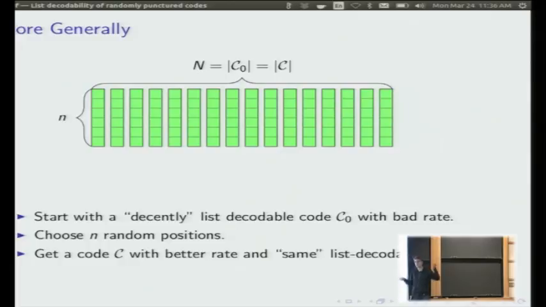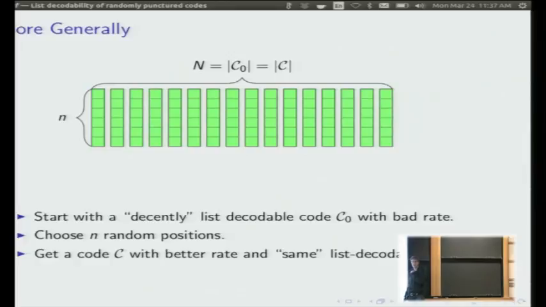I'll make this more precise in a moment, but the way to think about it for Reed-Solomon codes is: I started with this big Reed-Solomon code with all of the evaluation points, which was list decodable with bad rate, I improved the rate, and I still have my good list decodability properties.